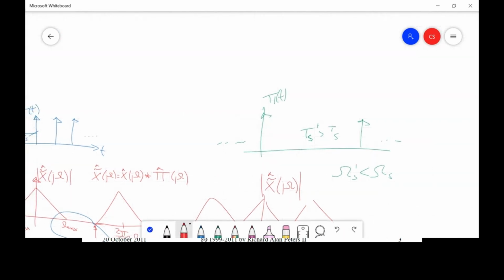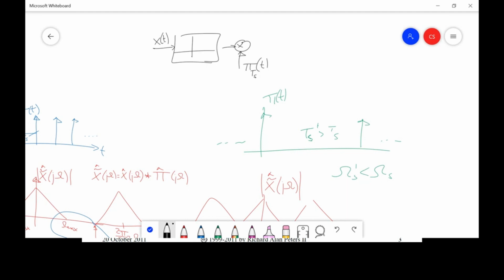So this is a sampling. Before multiplying, I have my x of t. At some point, I will multiply by my train of deltas that has sampling rate Ts. Now we forget whether it is Ts or Ts prime. We don't care. And this one, I don't know what the spectrum is. But I can do something before.